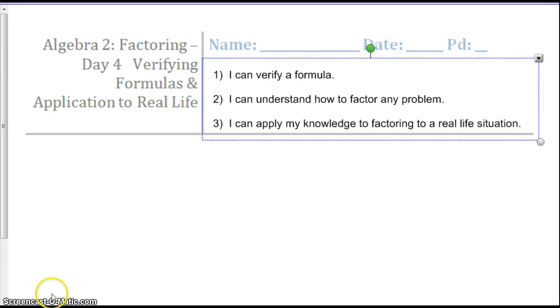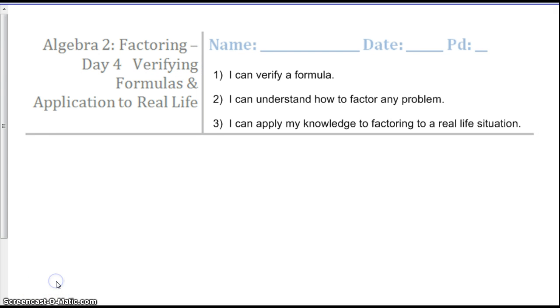Hello Algebra 2. Tonight's video has 3 learning targets, and they are: 1, I can verify a formula; 2, I can understand how to factor any problem; and 3, I can apply my knowledge of factoring to a real life situation.